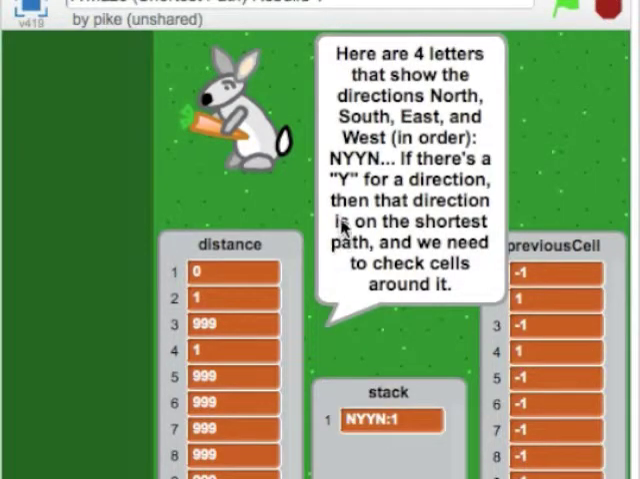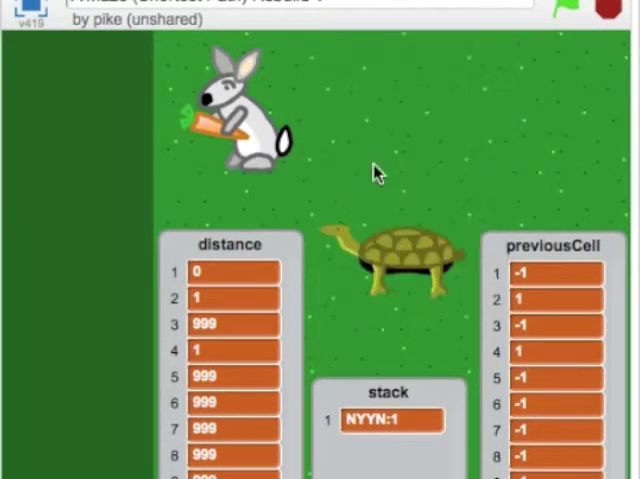Now, I've explored all the cells I can around the rabbit, and I'm going to capture what I did in these 4 letters, N, Y, Y, N. They're also down here in the stack. What do they mean? They show to the north, south, east, and west of the original rabbit whether this cell was on the shortest path. N means no, Y means yes.